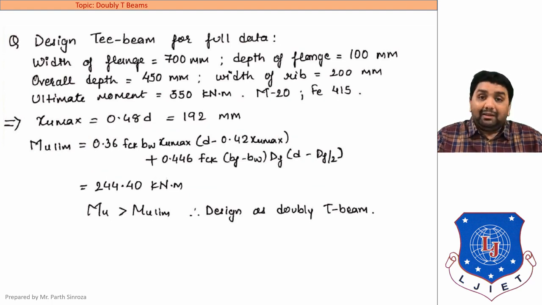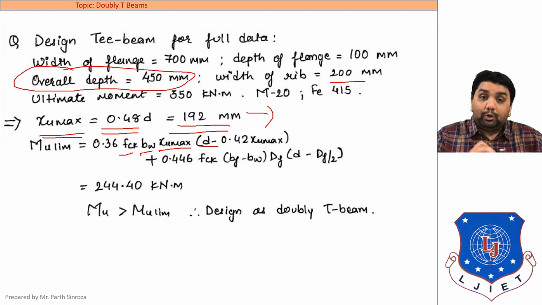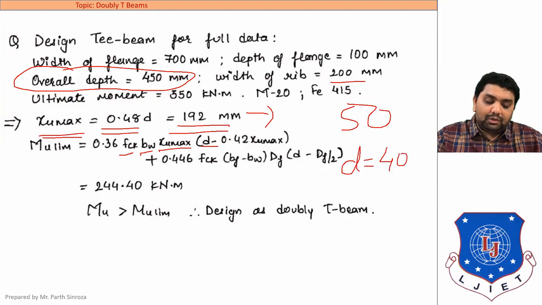So for equating this, the first thing we need to find is Xu max, and Xu max, as it is given for Fe415 steel, will be 0.48 D from page 70 of your IS code. The value comes out to be 192 mm. Now fck is given in the question as 20, bw is given as 200 mm, Xu max we have calculated to be 192, d, small d, that is our effective depth. Here overall depth is given as 450. Keep in mind, overall depth is given as 450 and cover is not prescribed, so we will be taking cover as 50 mm, therefore small d will be taken as 400 mm.